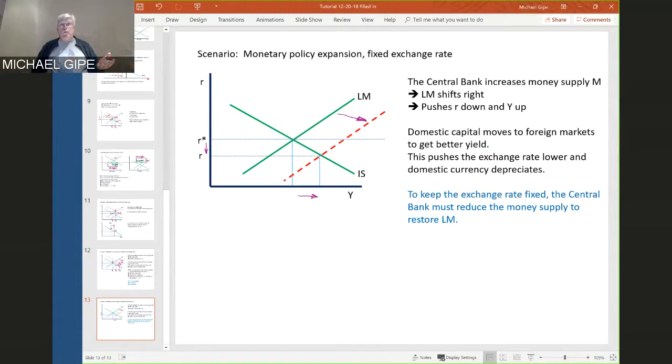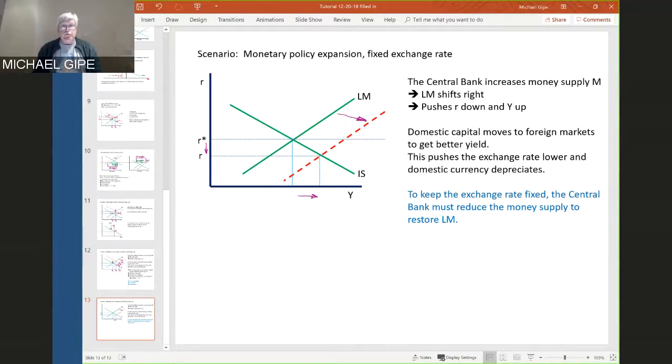So we're going to have those same forces. If the domestic interest rate starts to go a little bit lower than the real world interest rate, it means that domestic capital will move to foreign markets to get the real world interest rate rather than the slightly lower domestic rate. And that would tend to push the exchange rate lower in order to bring balance back into the economies and depreciate the domestic currency and raise the interest rate back up to the real world interest rate.